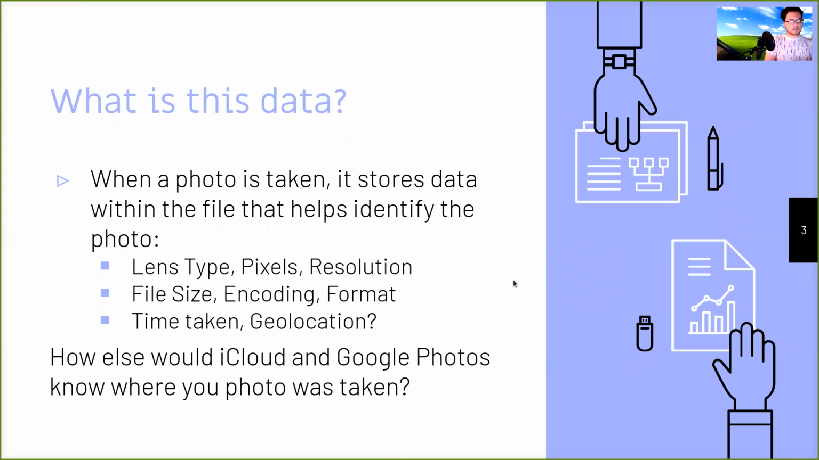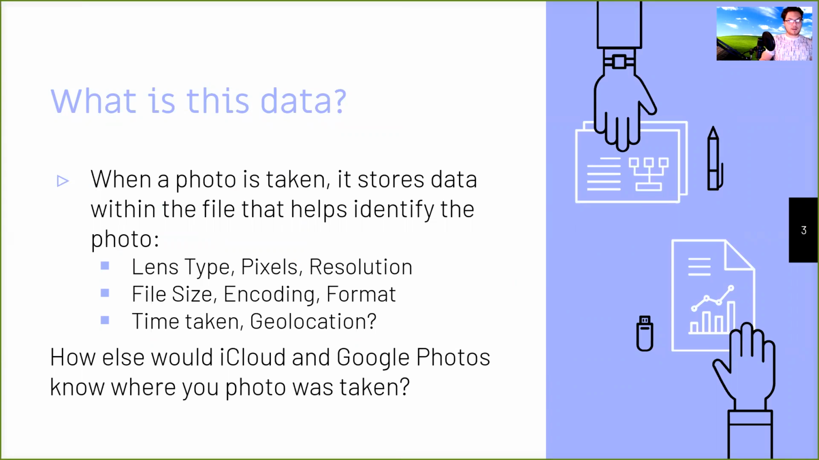The data that can be included in photos in the background is going to be things like lens type, pixels, resolution, the file size and encoding. So it will say whether it's JPEG, PNG, of that sort. It will also include the dates and the times that these photos were taken, as well as the geolocation.